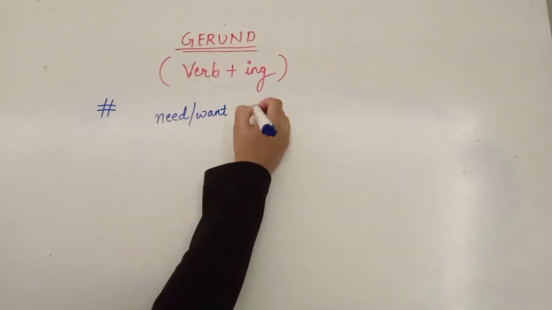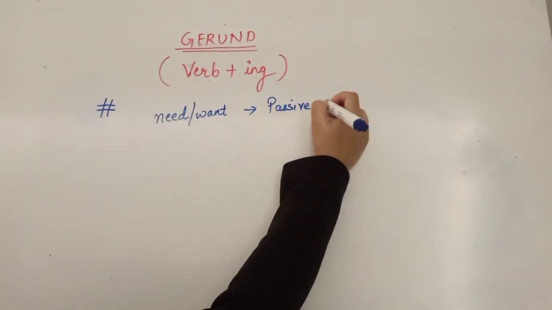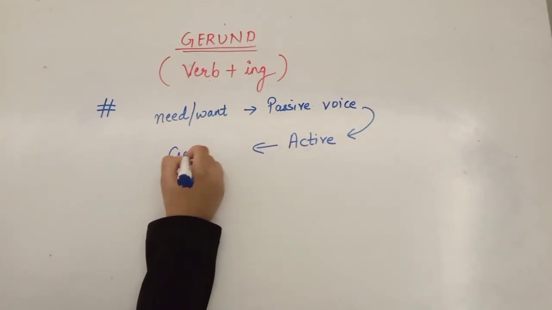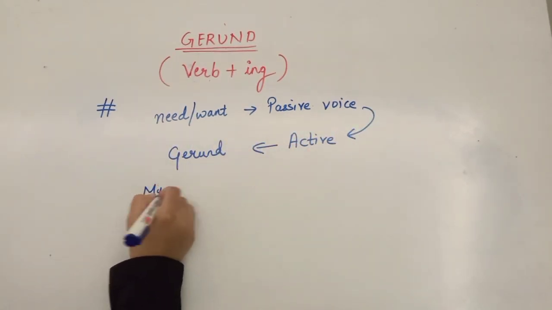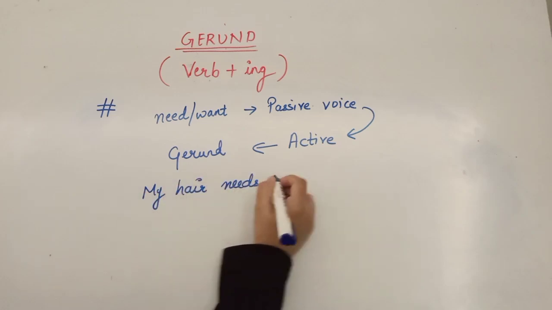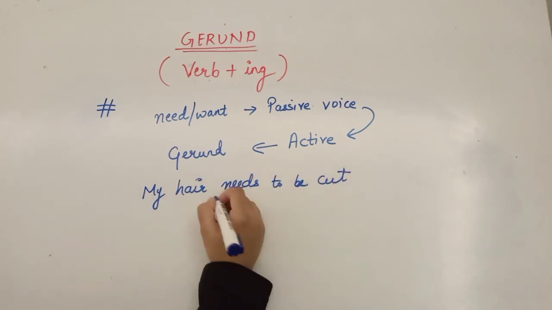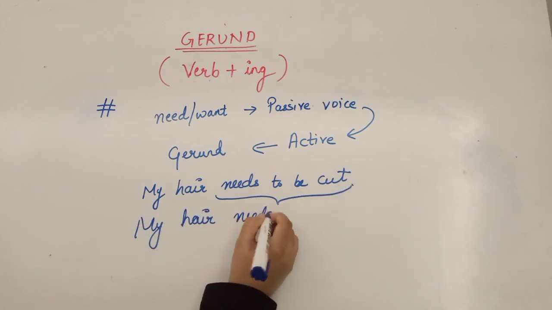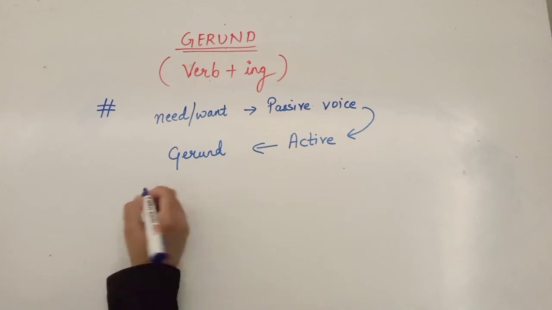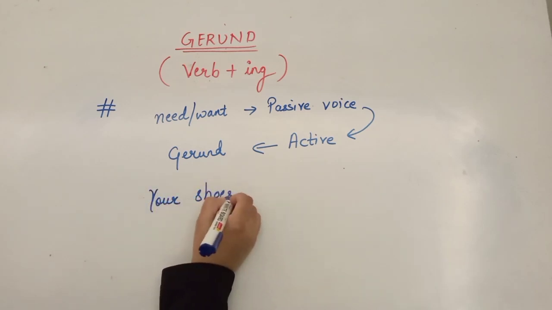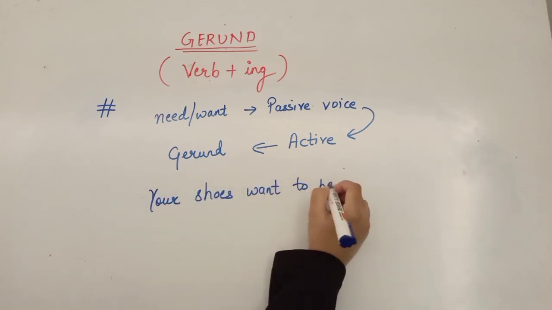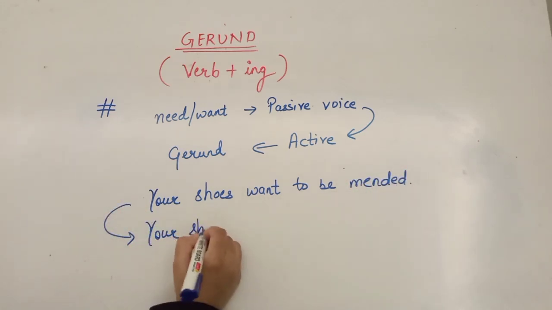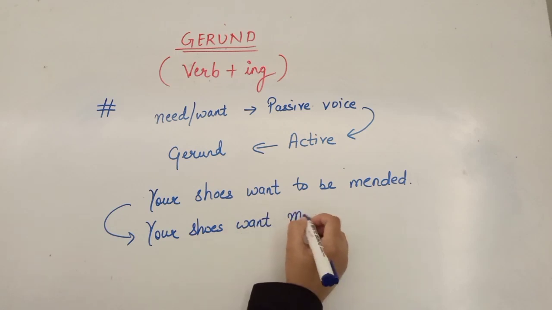The second point to remember is when we have need or want in their passive sense and we want to convert that sense into active, so we use gerund with that. For example, we have the passive form of need like, my hair needs to be cut, and we want to change it into active, we will write, my hair needs cutting. Or, your shoes want to be mended. We will change the sentence to, your shoes want mending.